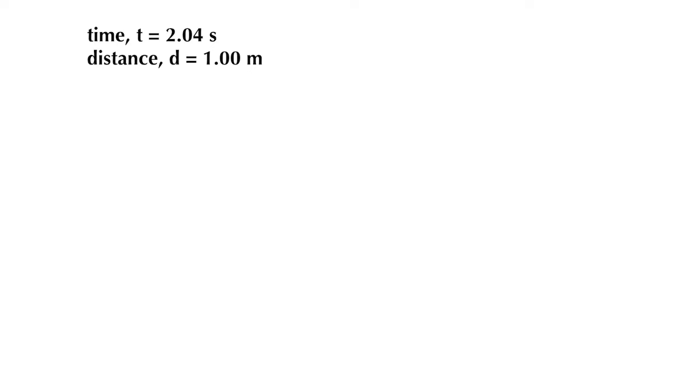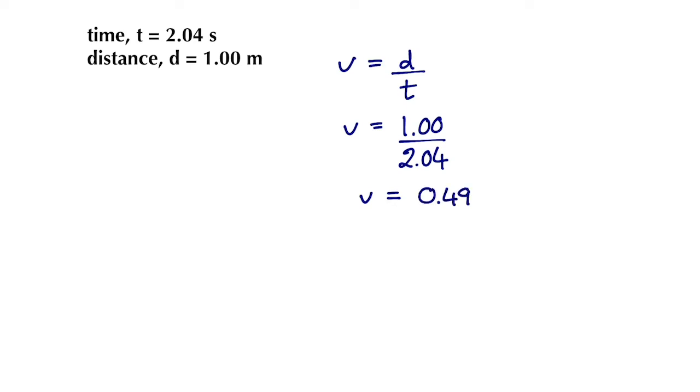To work out the average speed, we're going to use the equation for speed. Speed is equal to distance divided by time. And when we substitute in here, the speed is equal to the distance, 1.00 meters, divided by the time, 2.04 seconds. And I put that on a calculator, and the result that I get is 0.4901960784.